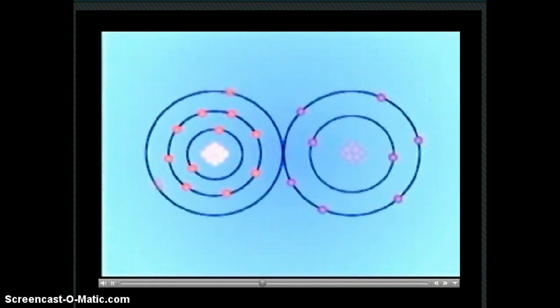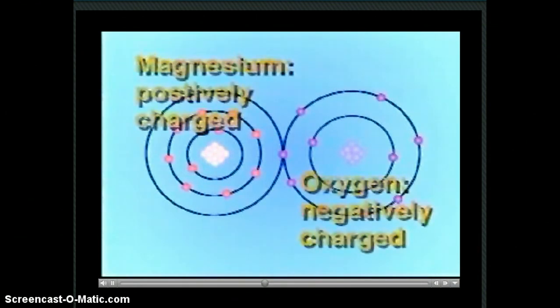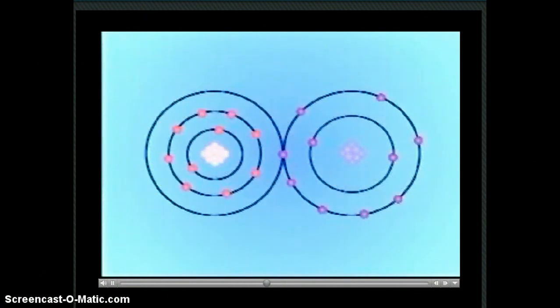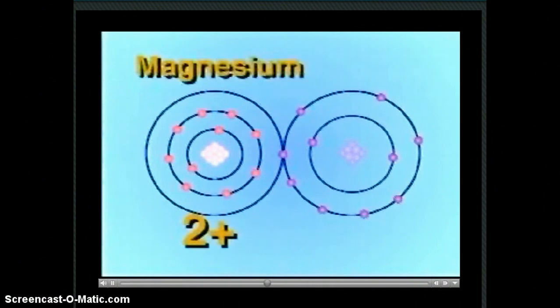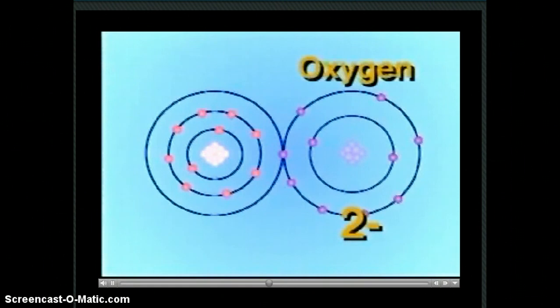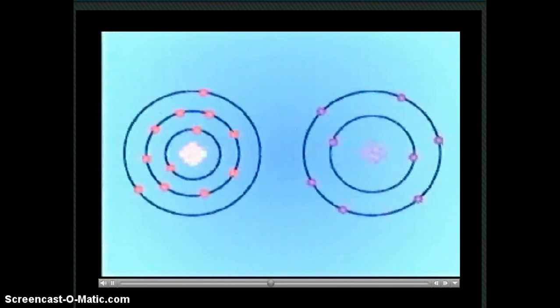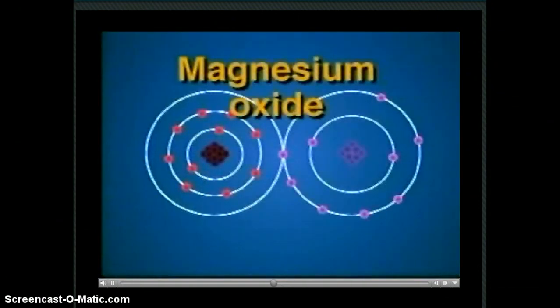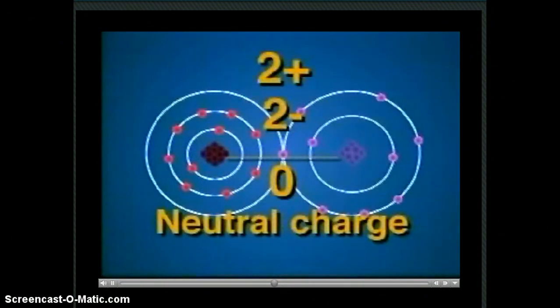When the magnesium donated the electrons, it became positively charged. When the oxygen gained the electrons, it became negatively charged. Atoms with a positive or negative charge are called ions. In our example, the magnesium is written 2+. It has a positive charge because it has lost 2 electrons. The oxygen is written 2-. The oxygen has a negative charge because it gained 2 electrons, but when the magnesium and oxygen combined to form magnesium oxide, it has an overall neutral charge, with the positive and negative ions canceling each other out.